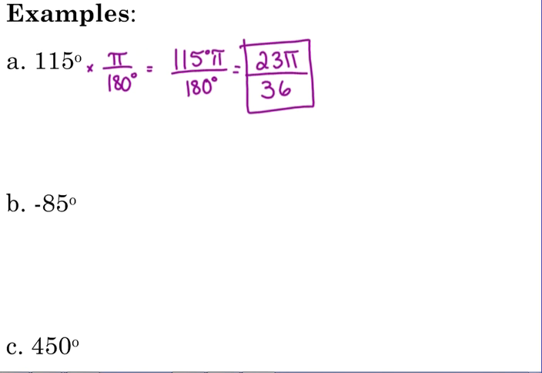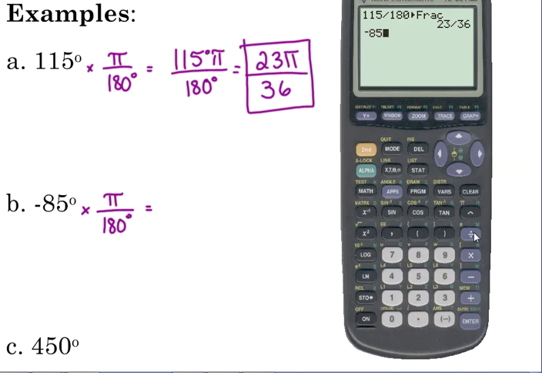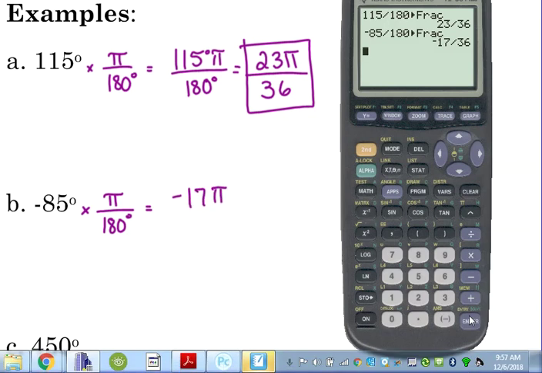Now, we're not going to get into what it means to be a negative angle, but I do want you to know that there is such a thing as a negative angle. It's not really a negative measure, it just has to do with direction, but you just need to be used to it. It doesn't change how you convert it to radians. You still convert it to radians the same way. You just have a negative in it. So negative 85 over 180, it's going to be a fraction. So math enter, negative 17 pi over 36.